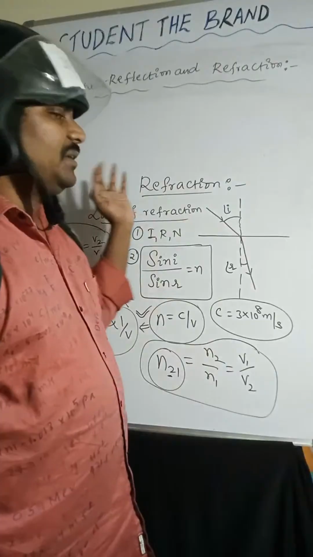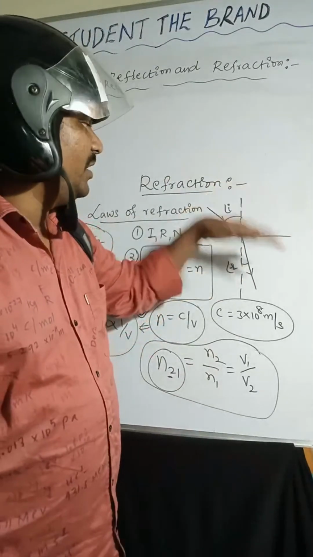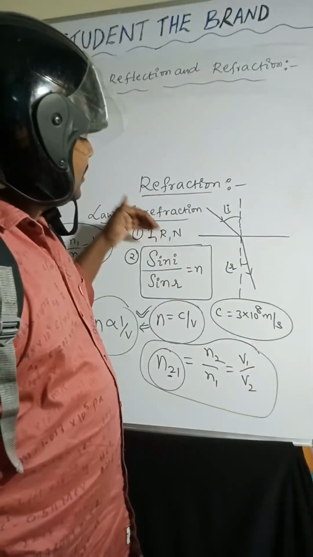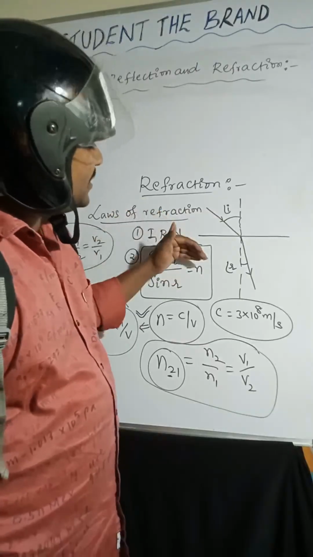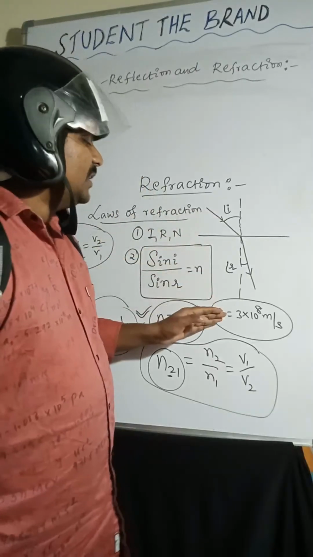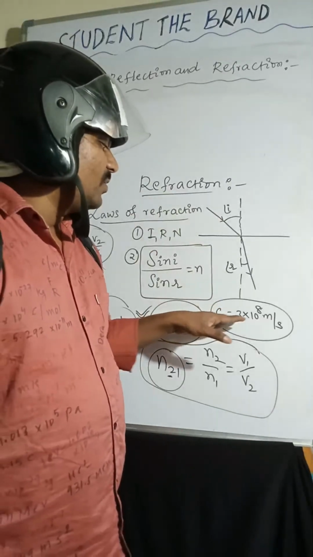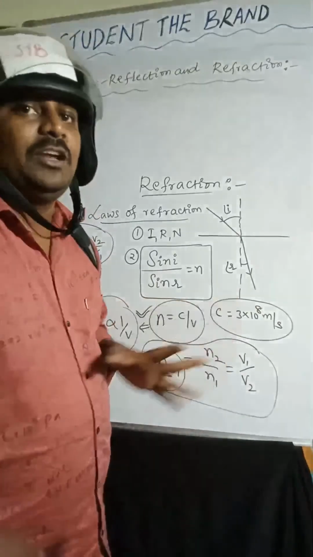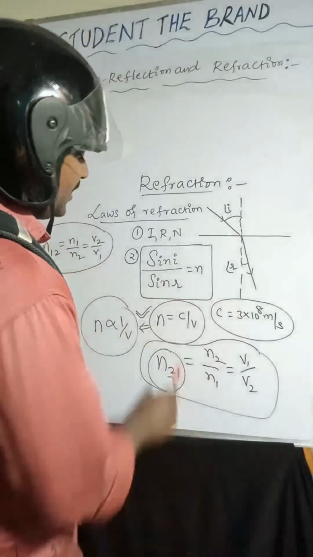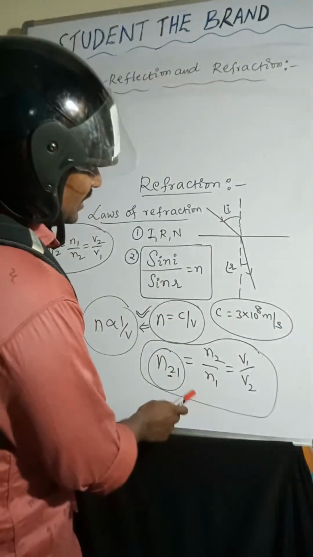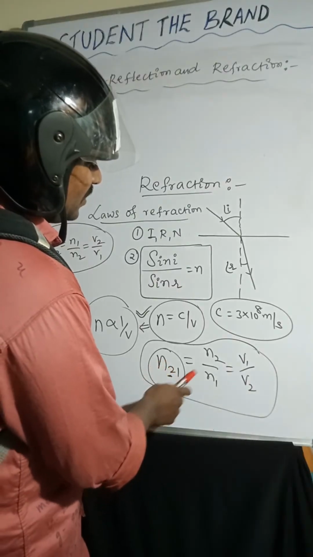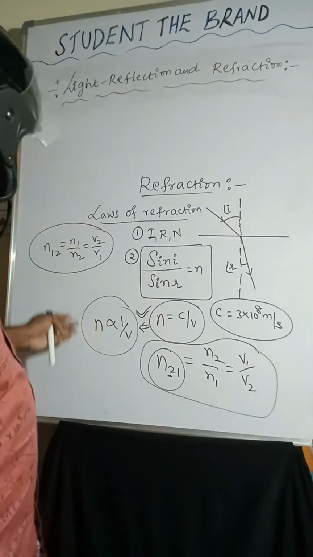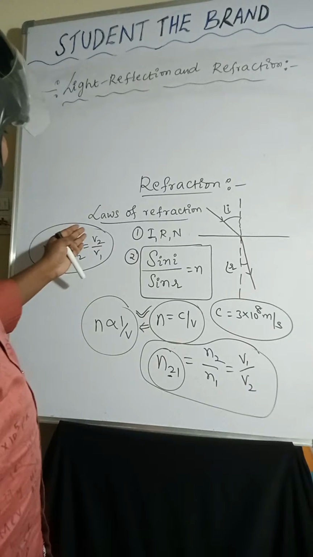Refraction is nothing but the change in the path of light when it moves from one medium to another medium. The incident ray, refracted ray, and normal line lie in the same plane. The ratio of sine of angle of incidence to sine of angle of refraction is a constant. The speed of light in vacuum or air is c equal to 3 into 10 power 8 meter per second. N equal to c by v is the absolute refractive index. Whereas the relative refractive index n21 equals n2 by n1, which is v1 by v2. So n is inversely proportional to velocity. That's why n12 equals n2 by n1 equals v2 by v1.